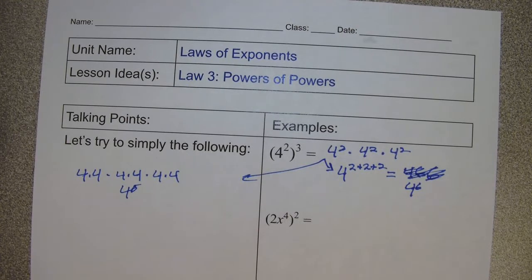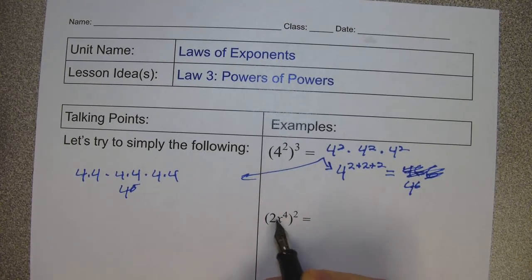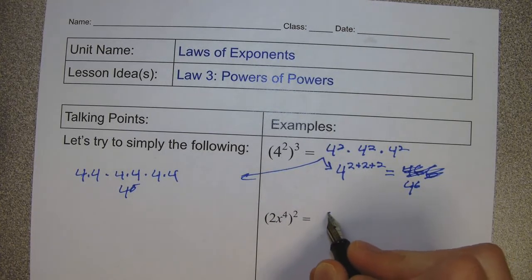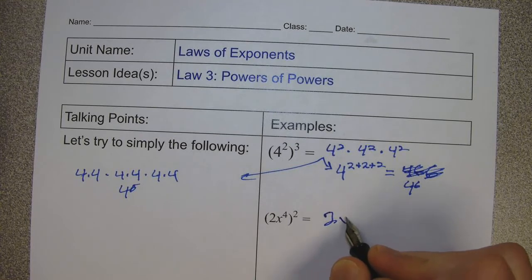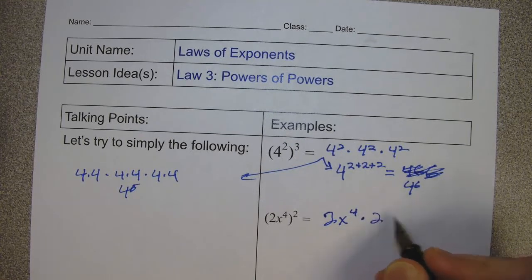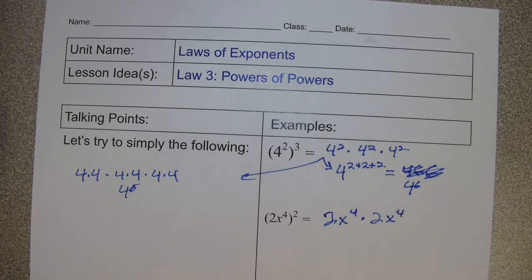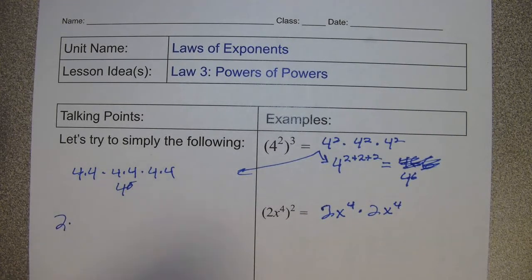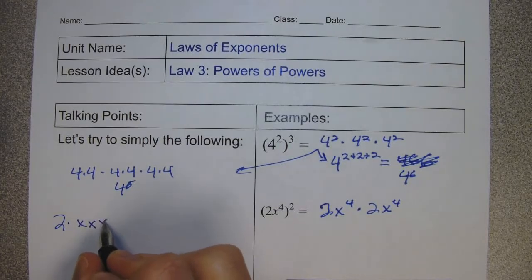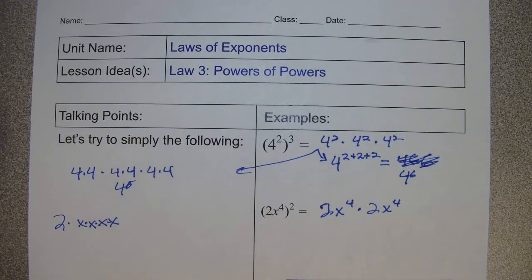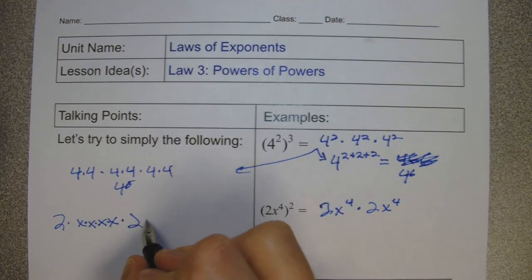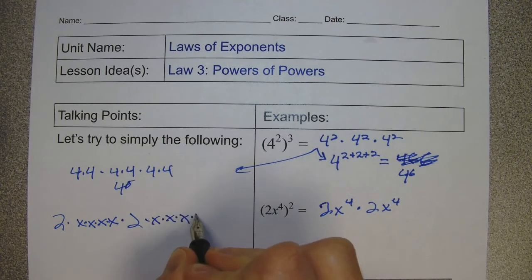So again, I happen to have a power of 2 here. So our base in this case is 2 times x to the 4th. So we're going to take that entirety and square it. All right, so we've got 2 x to the 4th multiplied by 2 x to the 4th. So there they are, 2 of them. And again, a couple ways we could do it. One way is to write everything out. So for example, I've got 2 multiplied by 1, 2, 3, 4 x's, and then multiplied by another 2 multiplied by 1, 2, 3, 4 of those.